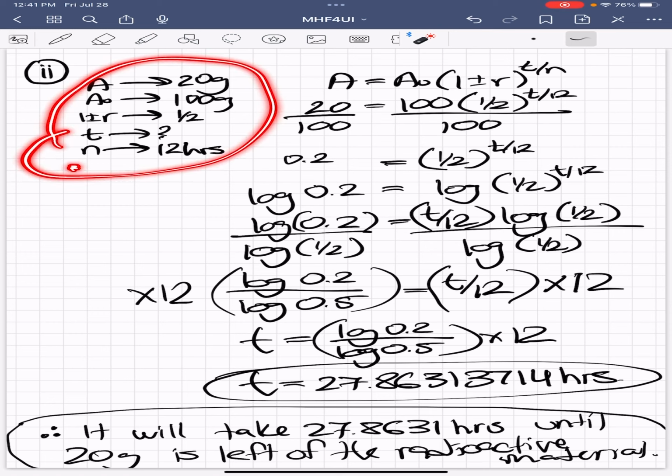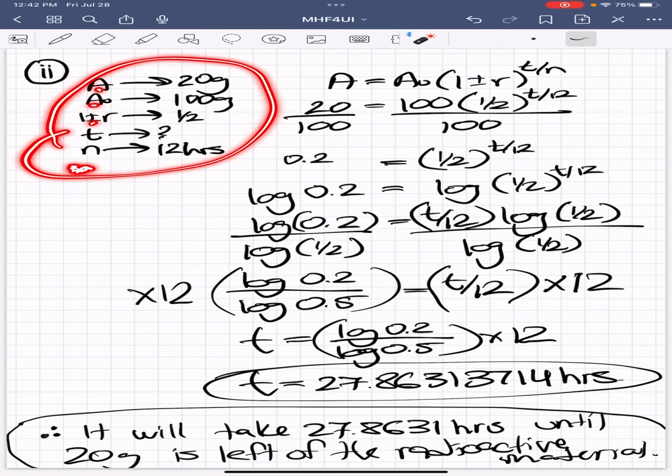So we have A, which is our final amount. It says how long until 20 grams is left, and our final amount is 20 grams. A naught, our initial amount, was 100 grams, and that was specified in question 1: if we start with 100 grams, how much is left in half an hour? So our initial amount would be 100 grams.